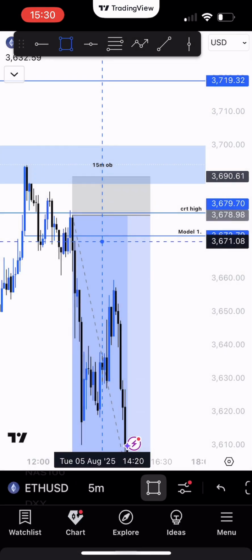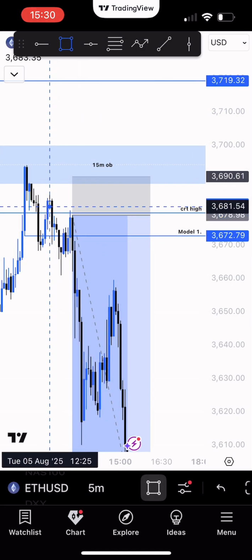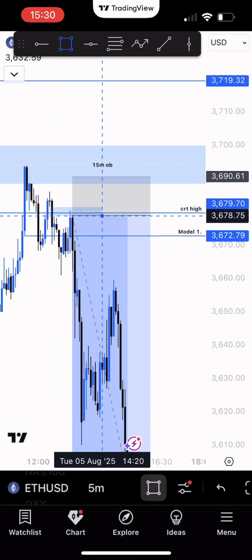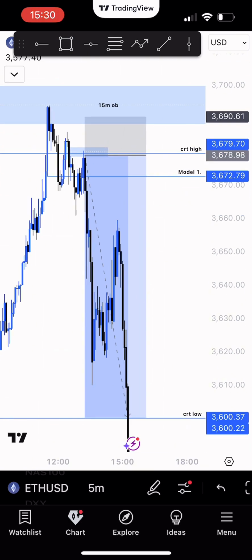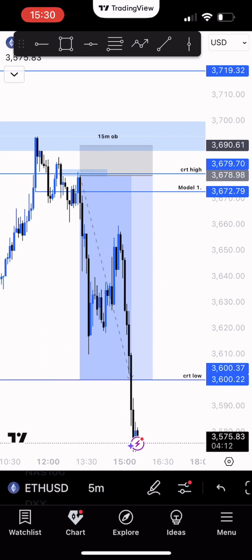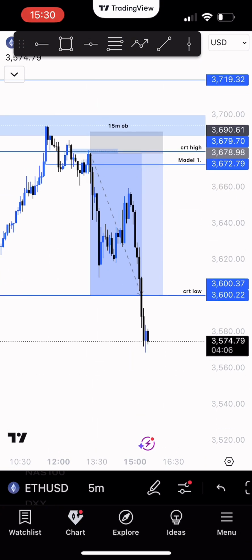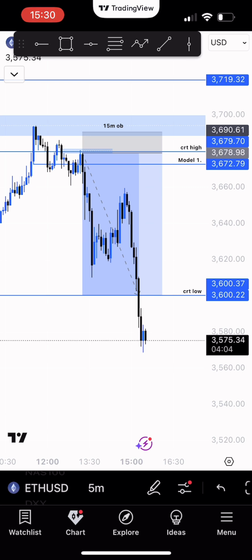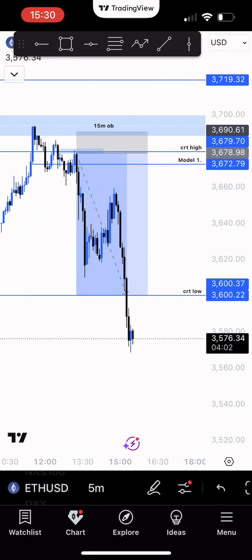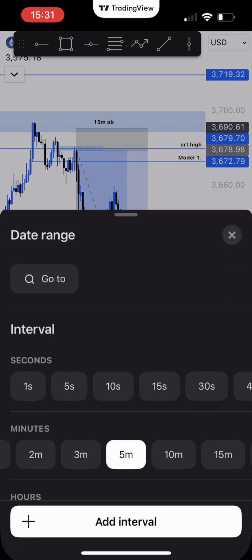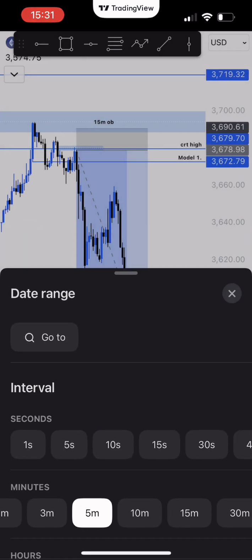I actually took my entry from this 5-minute fair value gap. It was a bit more precise, gave me a better risk to reward, but as long as you sold in that 15-minute order block with stops just above, targeting the range low, you would be laughing.